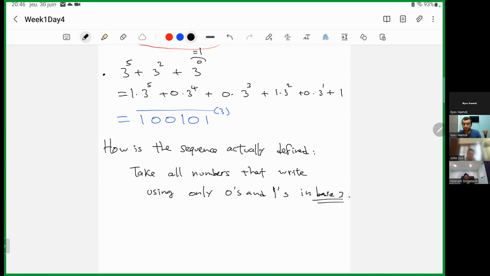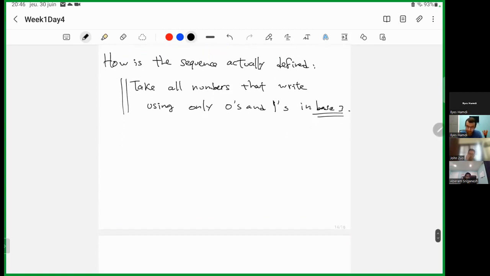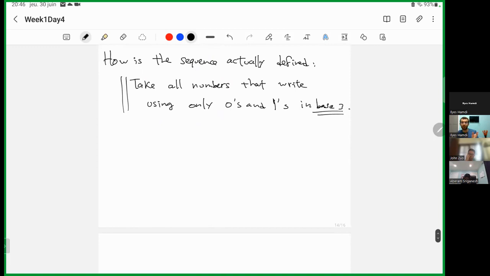Okay, so only zeros and ones. And this assures us, as you said, that no power of 3 is repeated. And at the same time, this is exactly the list of numbers we have in our sequence. Perfect.